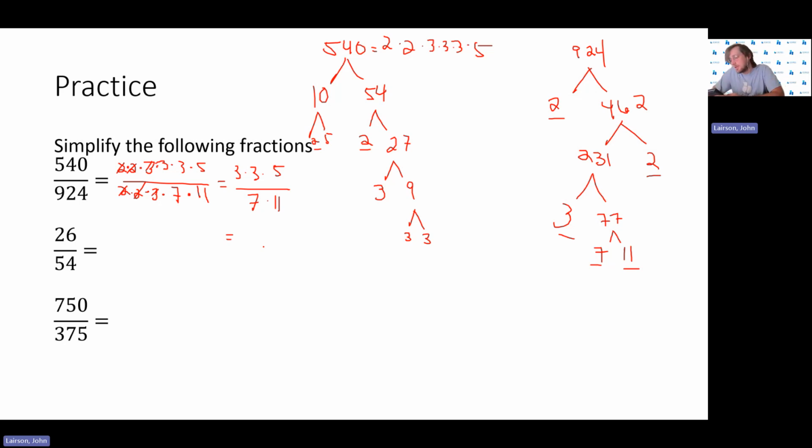And so now the last step here is to just multiply these out to go back to a single number. So 3 times 5, 45. 7 times 11 is 77. So this is my answer. Right? So these two fractions are the same. 45 over 77 just has smaller numbers, but they have the same value. If I were to take a circle and split it up into 924 equal parts, and I had 540 of them, that would be the same amount if I were to take the circle and split it up into 77 parts and have 45 of those parts.